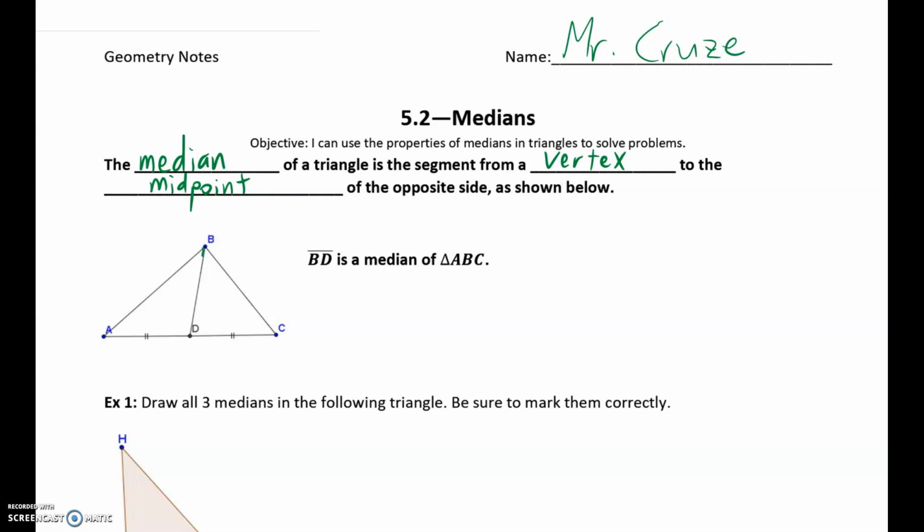So you will notice there is a segment here, segment BD. It goes from vertex B to the midpoint of the opposite side. So B is a vertex, D is the midpoint of the opposite side, and the reason I know it's the midpoint is because I see that these two segments are marked as congruent, and so I know D is in the exact middle of segment AC. So BD is a median of triangle ABC. You actually have three different medians within a triangle because you can always draw one from each vertex. And since there's three vertices in a triangle, you can draw three of them.